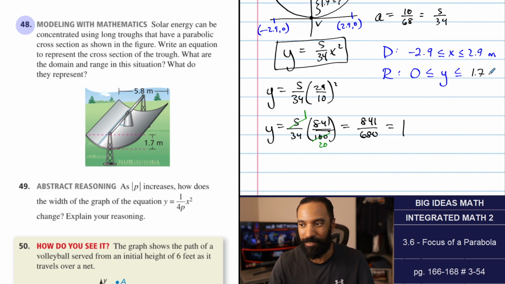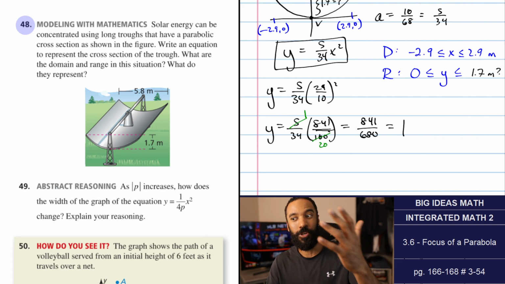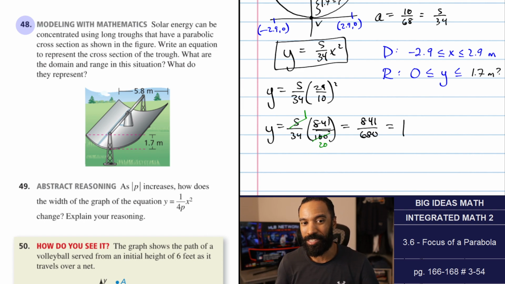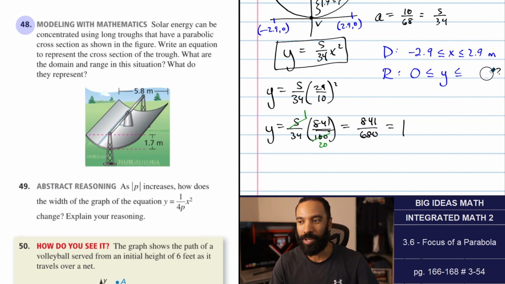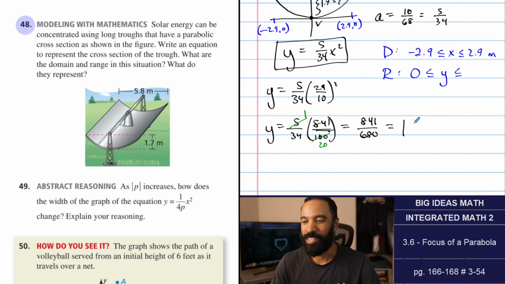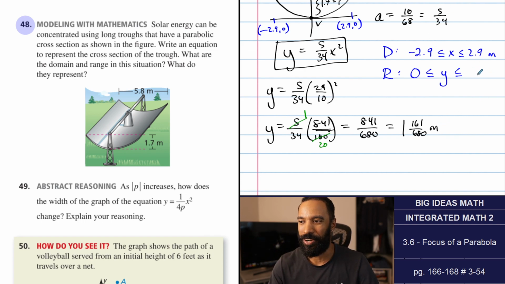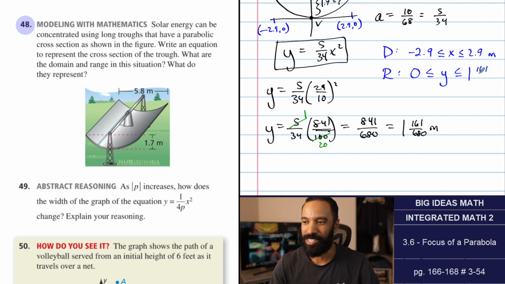Maybe it's 1.7. And if it is, sorry about that. I'm really focused on that focus aspect of things. But if that's the case, then that's not your equation, right? Your equation would have to be something else, and we'd have to find it out based on figuring out A. And I'm not really doing that. So I'm going to assume it's this, which is really weird. This is 1 and 161 over 680 meters, which is just weird.